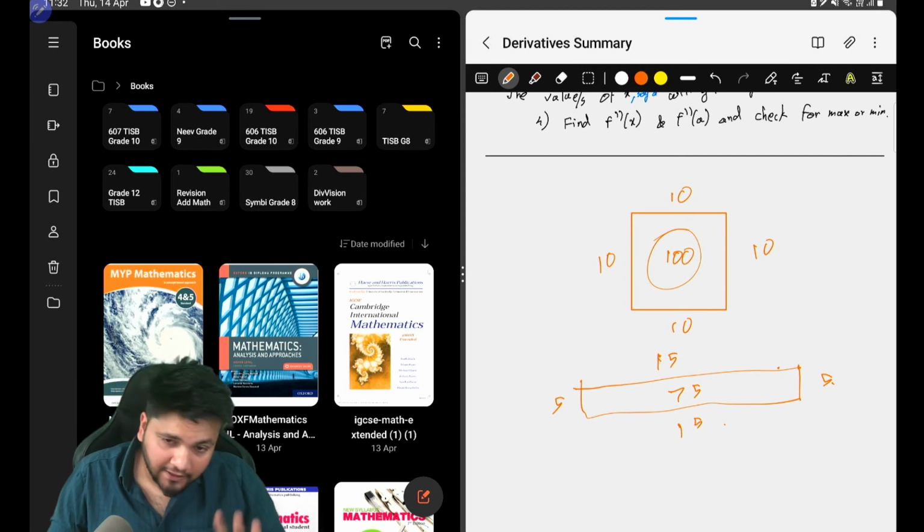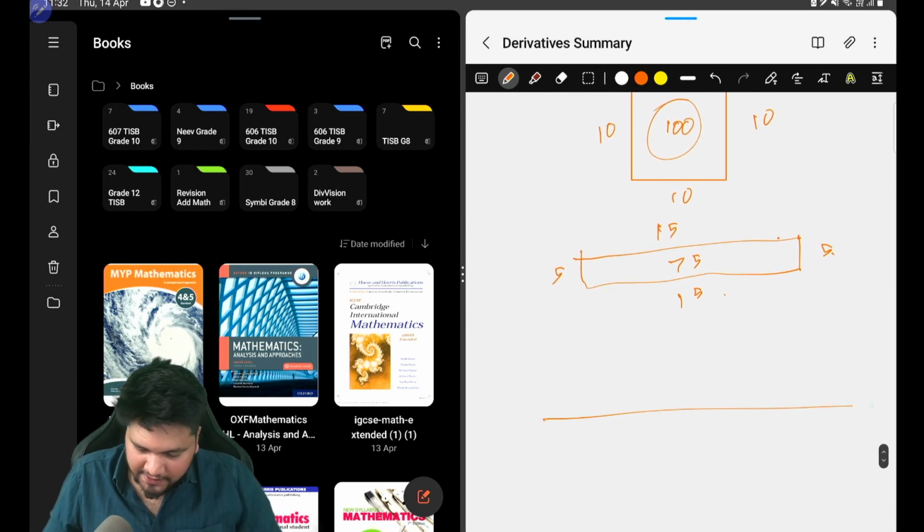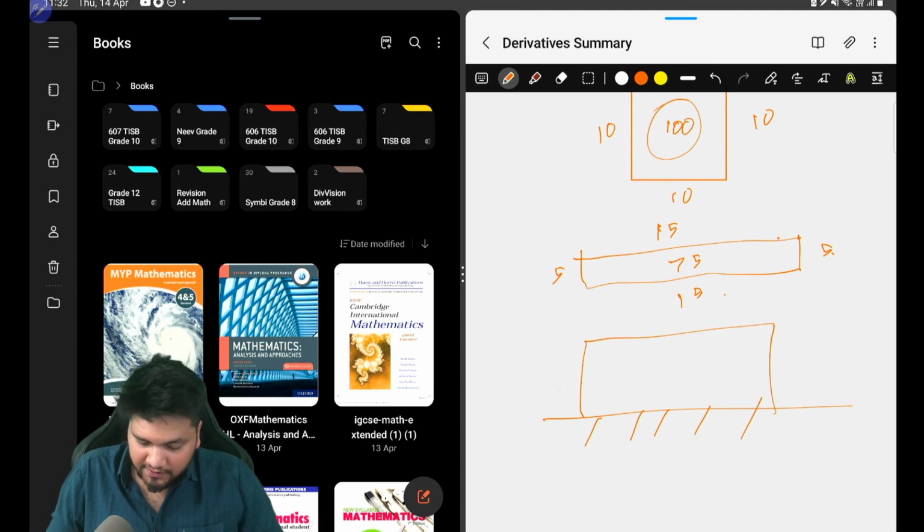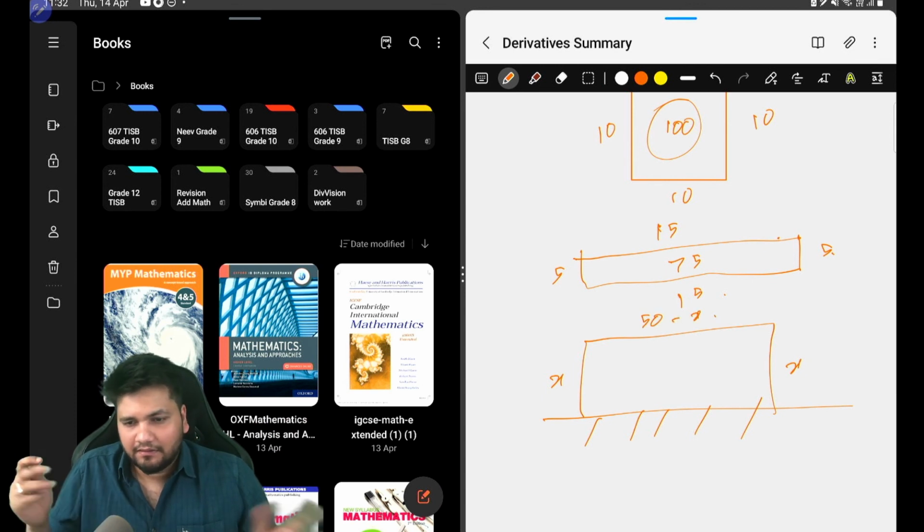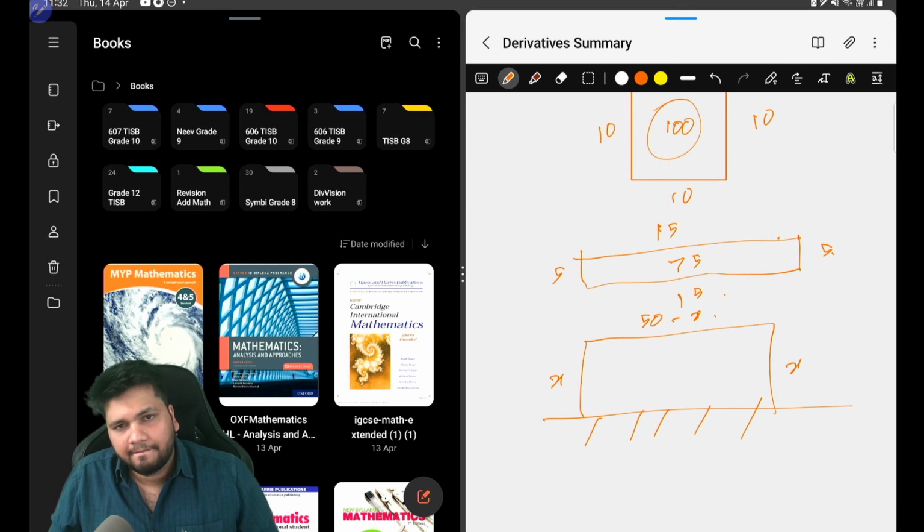But they will confuse you with respect to that also, that one side is a wall, and then there is this fencing. Now the problem is that if this is x, this is x, this is 50 minus x, something like that, the perimeter is like that, so they can confuse you with that. And then we'll have to show that double differentiation thing, no?